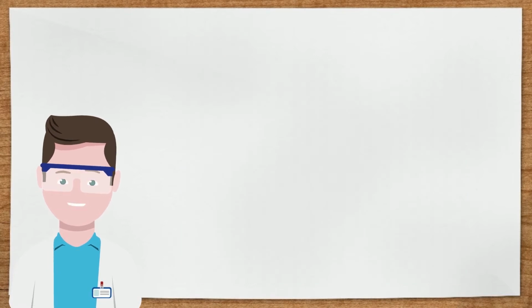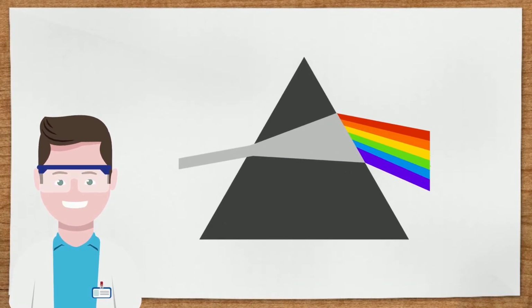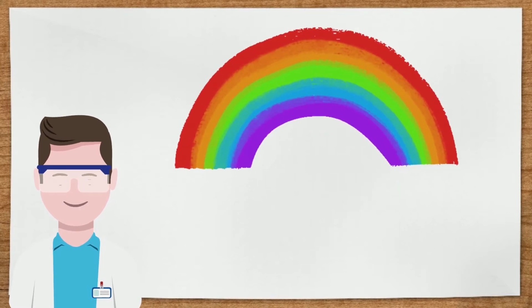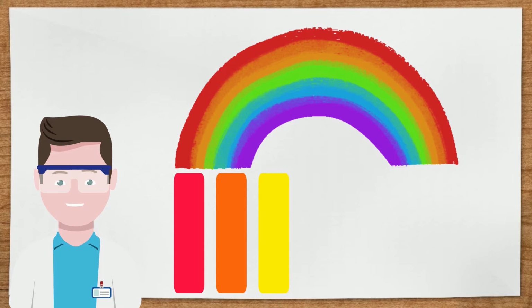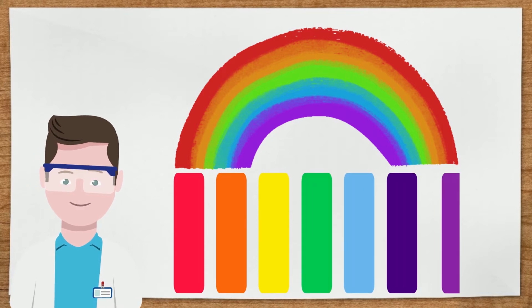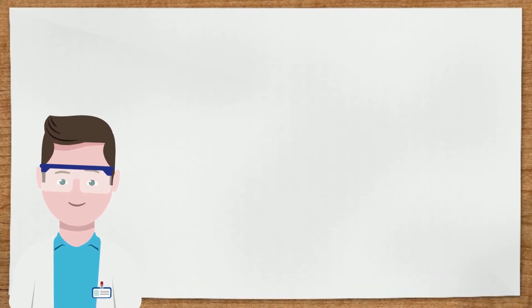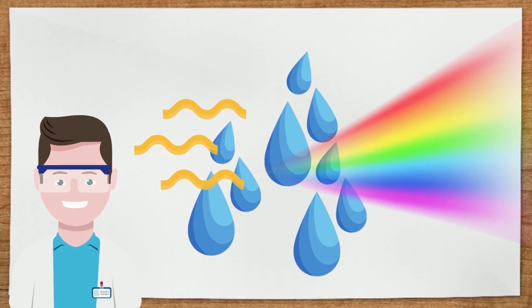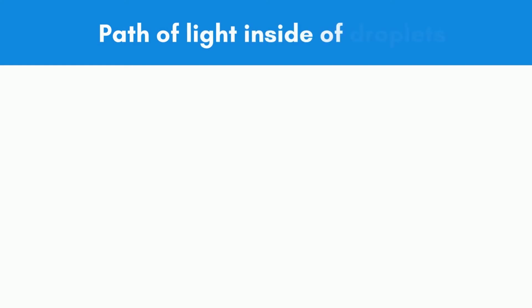For example, in a dispersive prism, white light is split into its spectral components, the colors of the rainbow, which are red, orange, yellow, green, blue, indigo, and violet. Rainbows are formed when sunlight is scattered from raindrops into the eyes of an observer. This image shows how the path of light travels through a droplet.